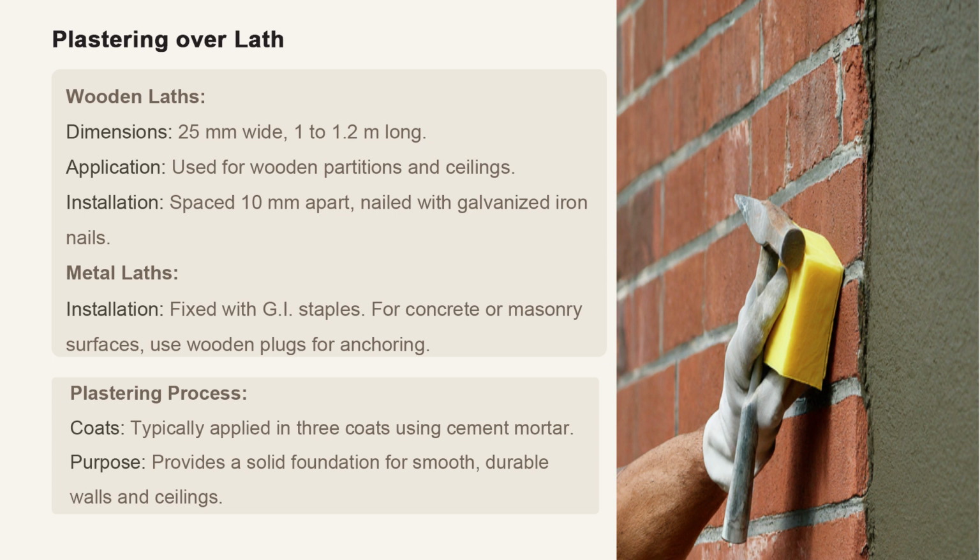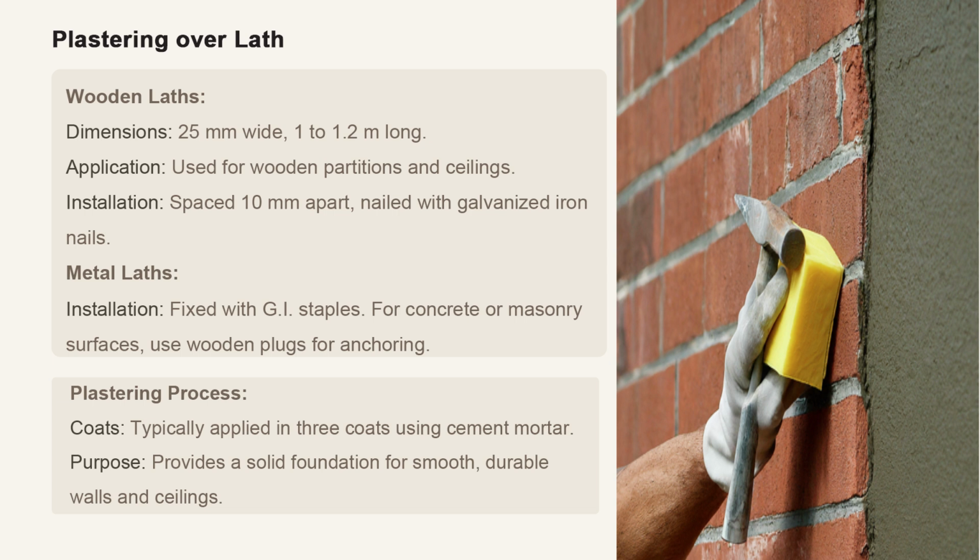Wooden laths are strips about 25 mm wide and 1 to 1.5 meters long and are perfect for wooden partitions and ceilings. They are neatly spaced in parallel lines with about 10 mm between them, firmly nailed with galvanized iron nails, whereas metal laths, which are another option, are fixed using GI staples. And if the surface is concrete or masonry, wooden plugs are embedded to anchor the lath securely.